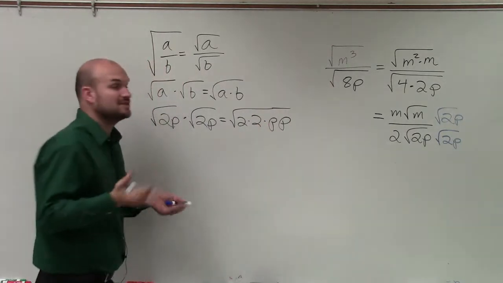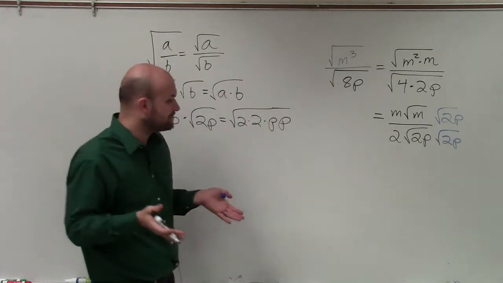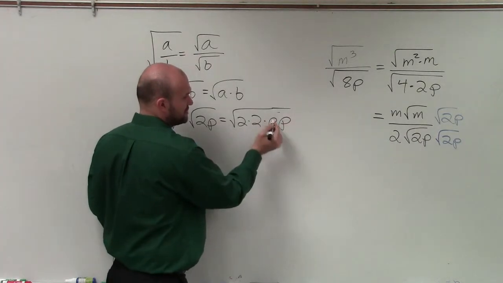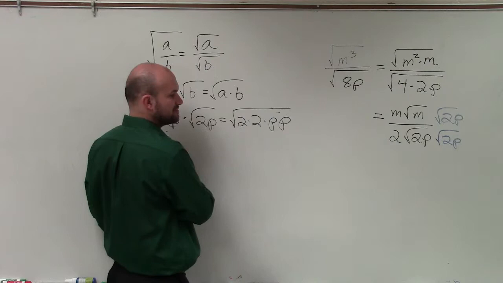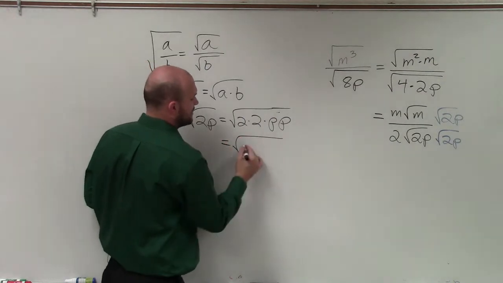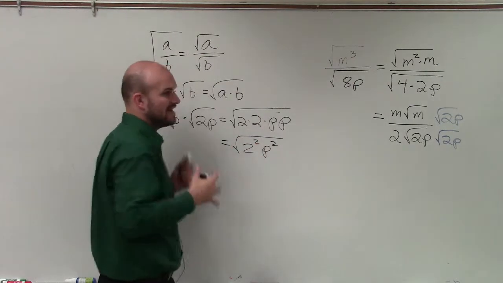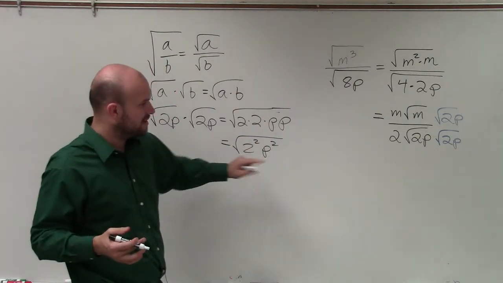And if you remember from prime factorization, you can take out pairs of 2's and p's, and then your final answer would just be 2p. Or we could also rewrite this as 2 squared times p squared, where I can take the square root of anything squared, which is just going to be 2 and p.